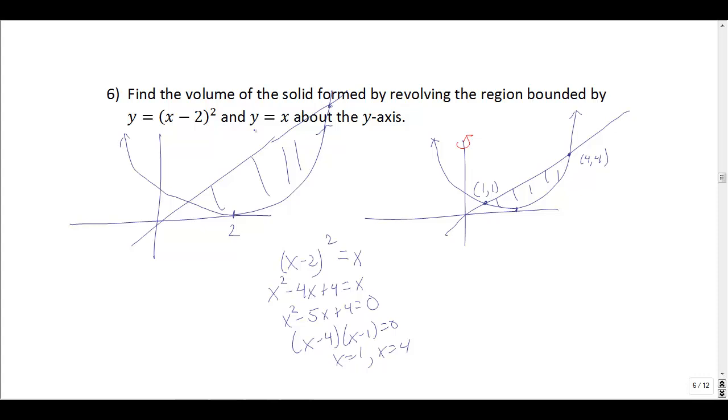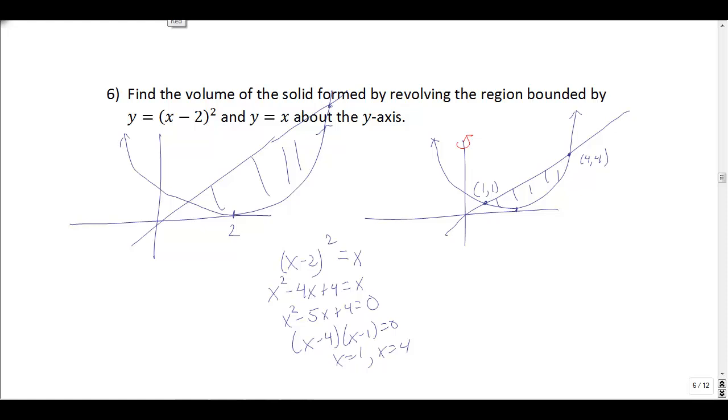Okay, now we want to choose: do I want to use vertical rectangles or horizontal rectangles? If I use a horizontal rectangle, I'm going to run into a problem on the bottom. On the left, I get the part of the parabola for y from 0 to 1, and then for y from 1 to 4, I get the line. That means I need at least two integrals. This also means I have to solve y equals (x minus 2) squared for x. It's not that bad to do, but that seems harder.